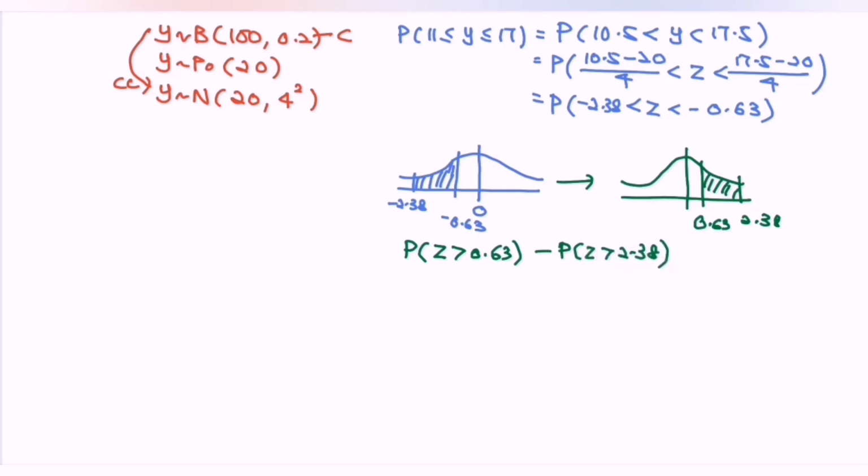Referring to the statistical table, page 20, we have 0.2643 for z greater than 0.63, and we have 0.0087 for z greater than 2.38. So if we simplify the situation, 0.2556 will be the probability that from 11 to 17 students go to school by car.